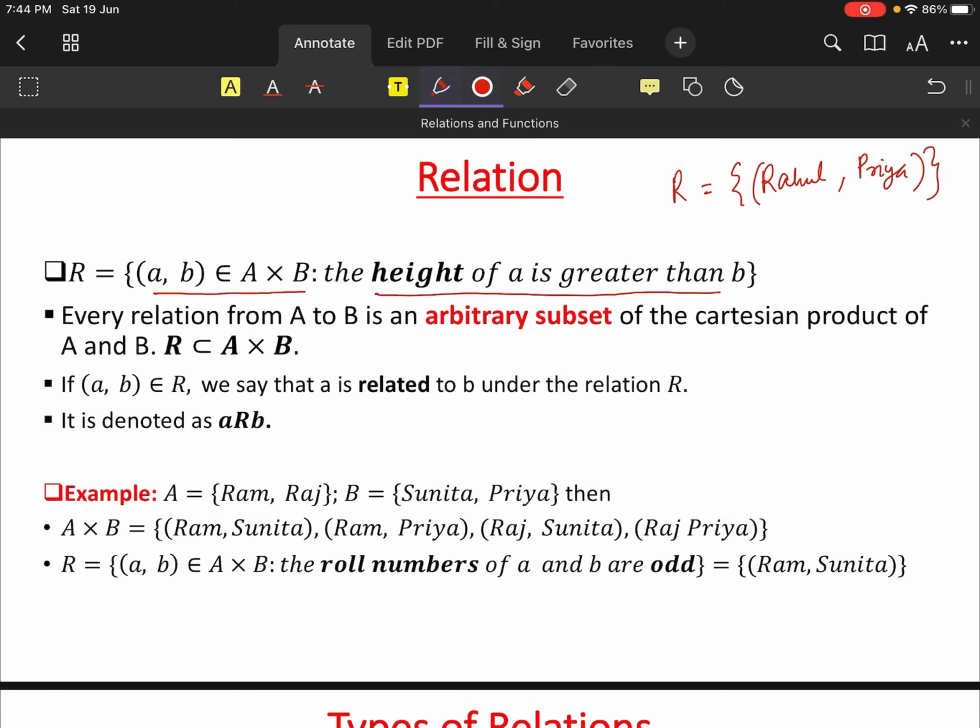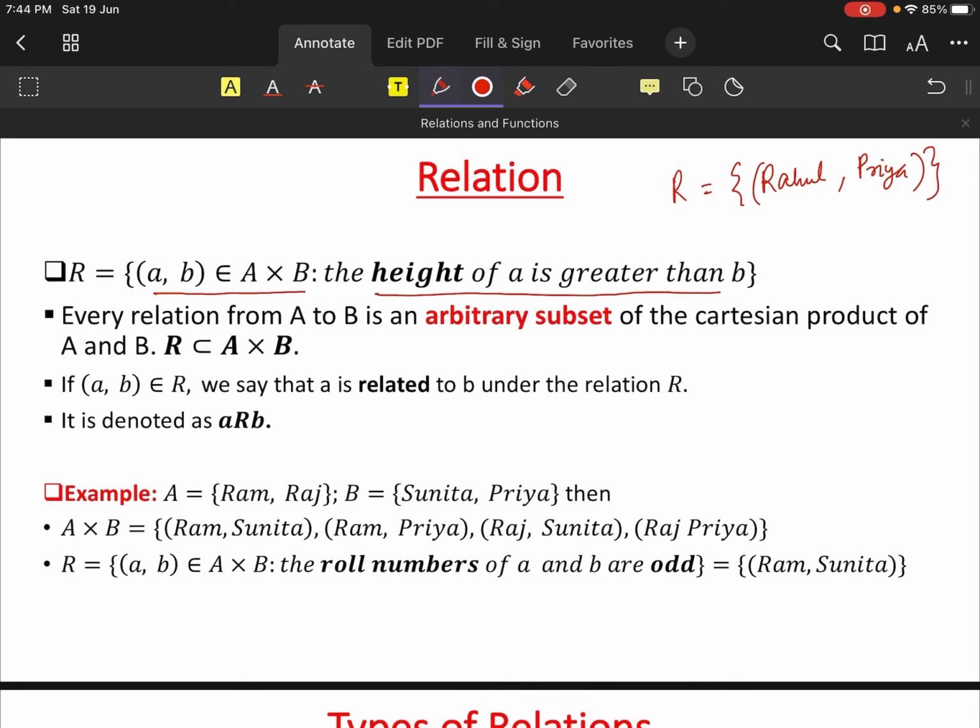Now you would be asking, sir, why we are not comparing Sunita and Priya? We are not comparing Sunita and Priya because it's within its own set. When I am telling the relation is from A to B, the elements of A will be related to the elements of B, not the elements of B within itself. So that's why we are comparing Rahul and Ram with Priya and Sunita. It's not among themselves.